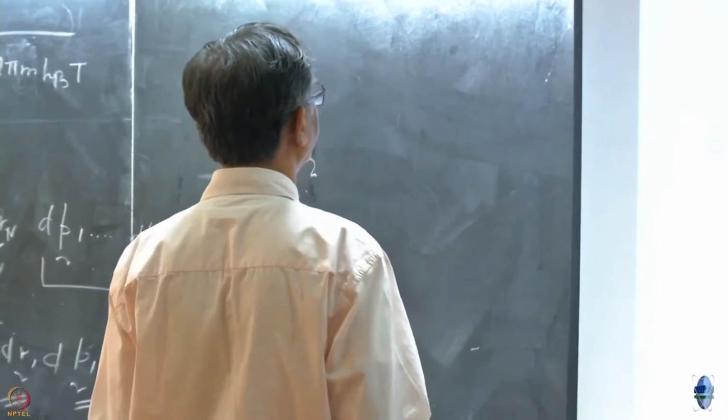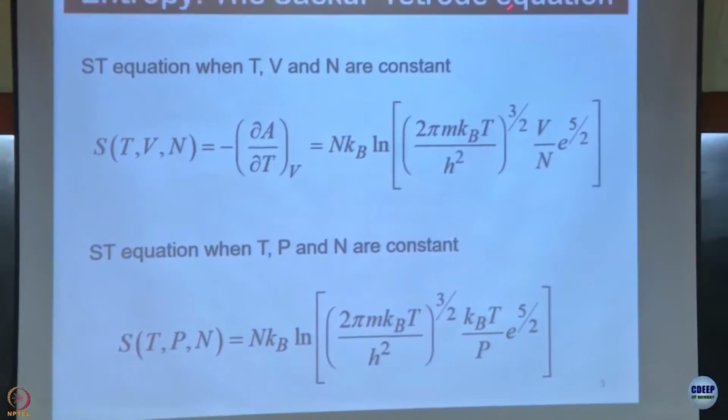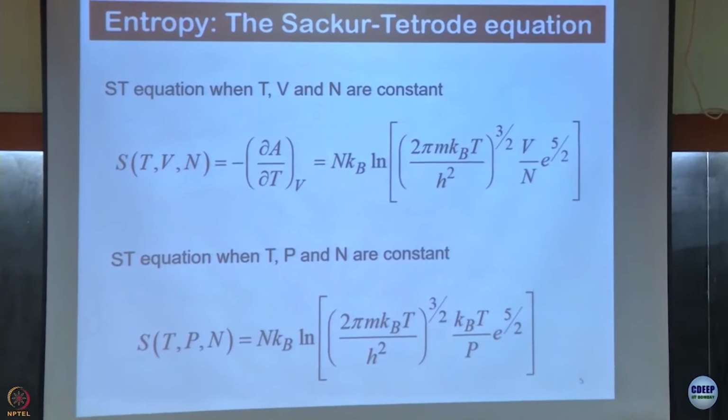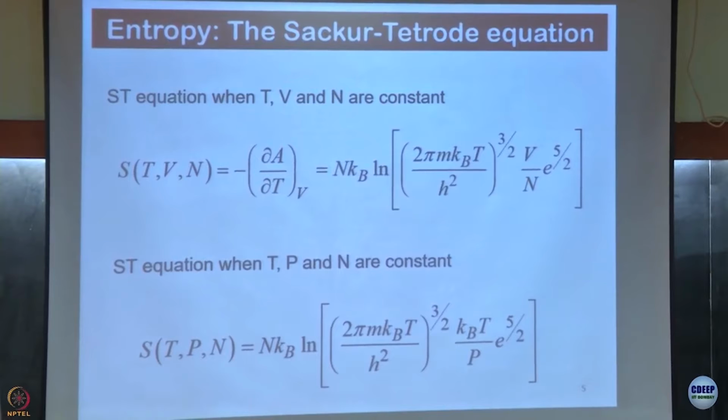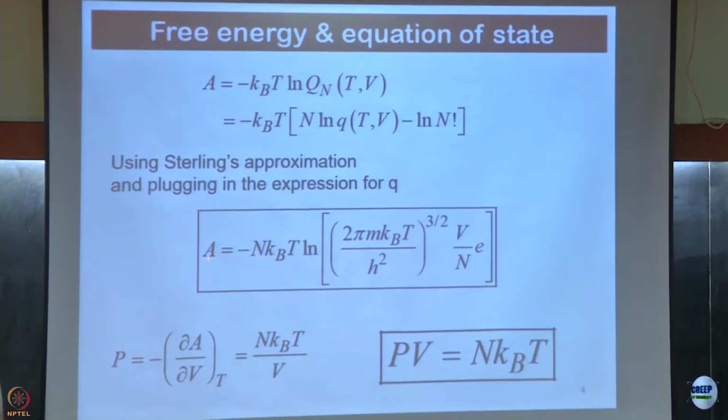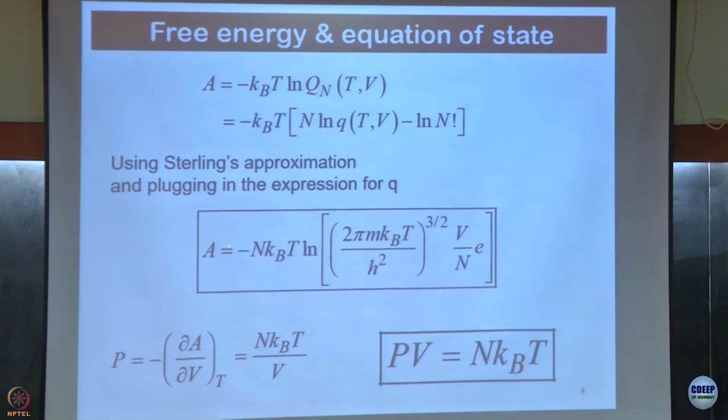Then the next result is a very important thing that I told you, the Sackur-Tetrode equation, and it follows trivially. Now take entropy, which is the negative temperature derivative of free energy. When I do d/dT, this is T to the power 3 by 2 here, so that will become T to the power 5 by 2.